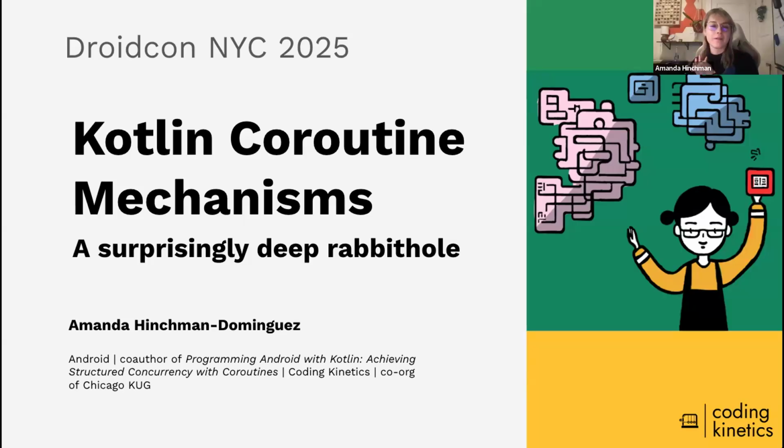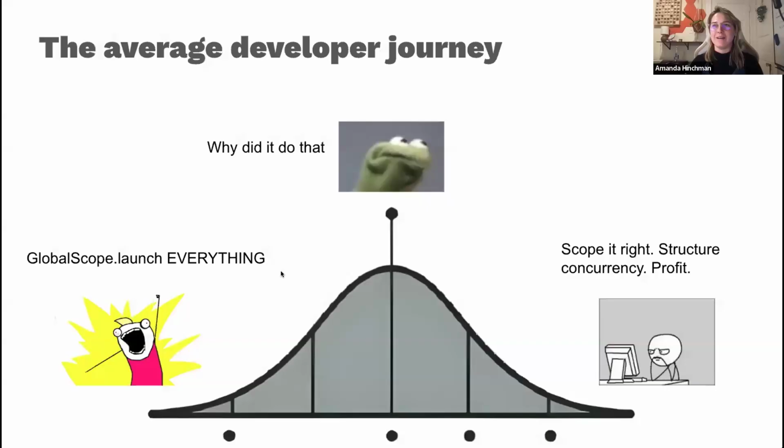Okay, cool. Hi everyone. It's so nice to be at the meetup virtually. My name is Amanda Hinchman Dominguez, and this is Kotlin Coroutine Mechanisms, a surprisingly deep rabbit hole. Sometimes you think you know coroutines, and then after a while you're like, do I really know coroutines? Do I know them at all? And this is a really common phenomenon. You know what I'm talking about.